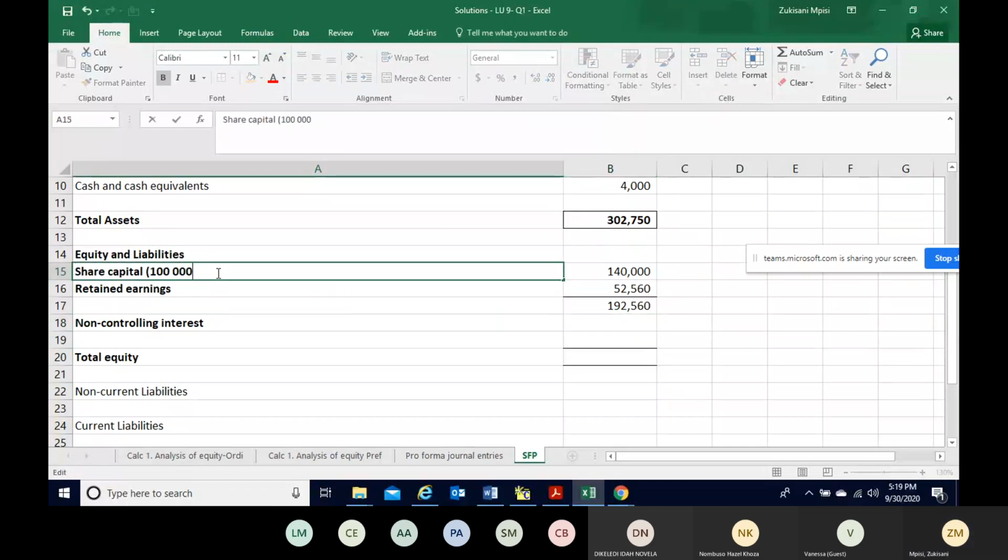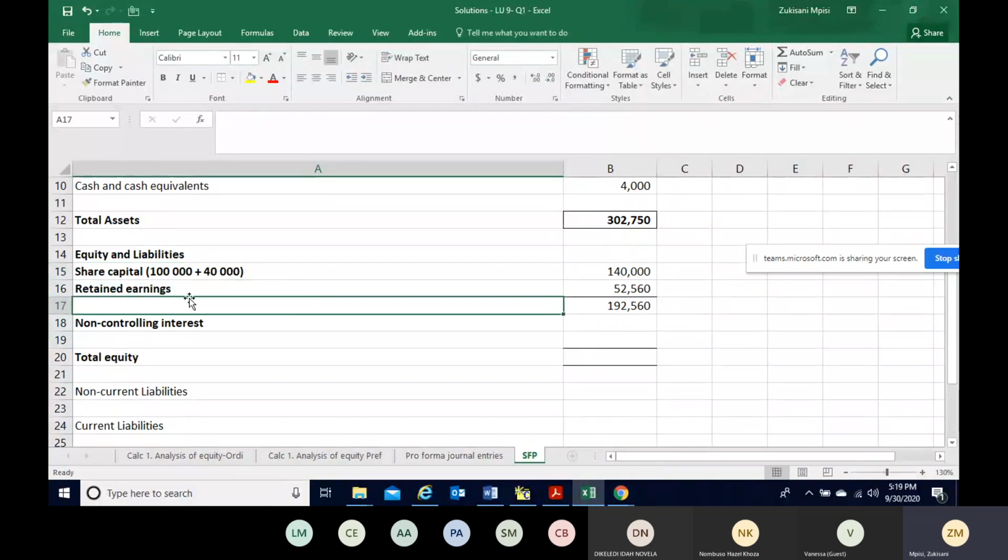Forgot here that you show how your amount is made up of. It's 100,000 plus 40% plus 40,000, which gives you 140,000.